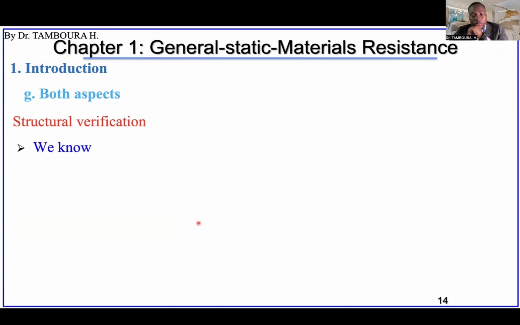So to do the structural verification, we have to use what we know first. And what should we know? And what do we know? Or what can we know easily? We can know the forces acting on our structure. Absolutely everything, we can know these forces. Okay.